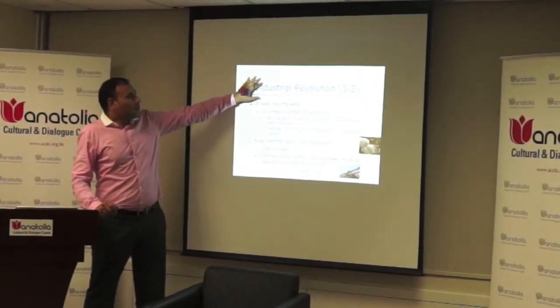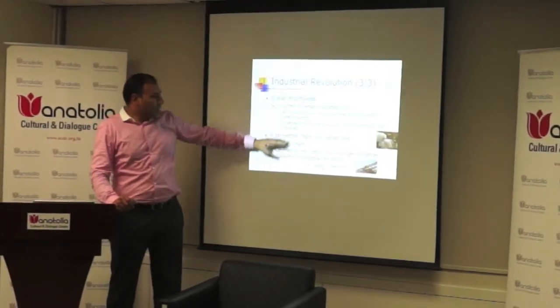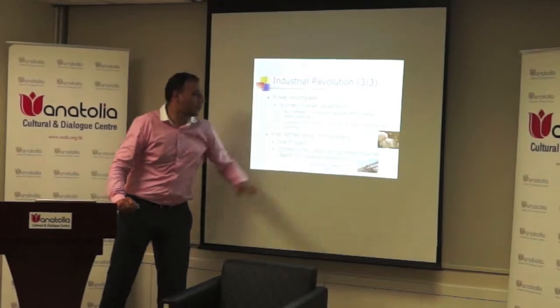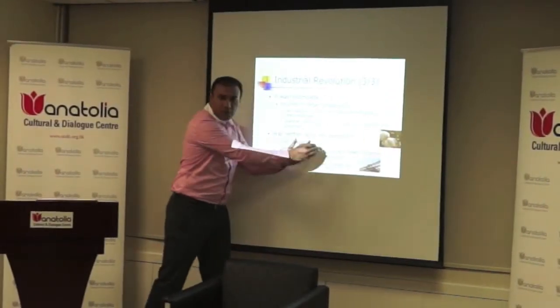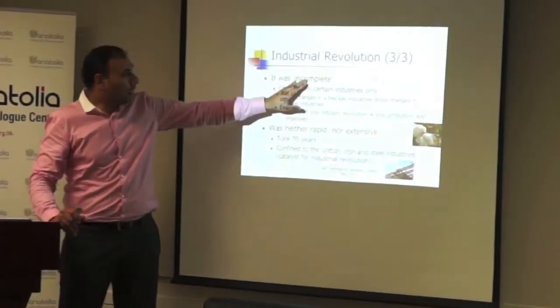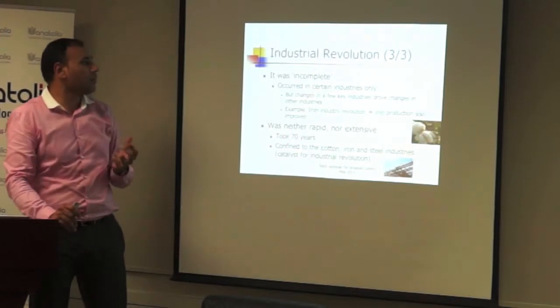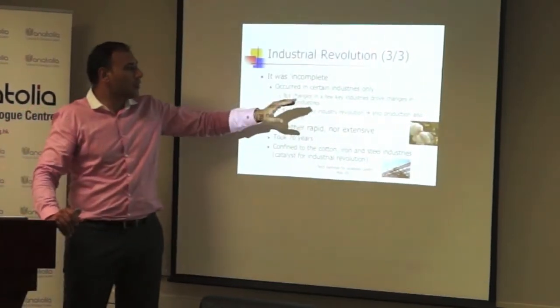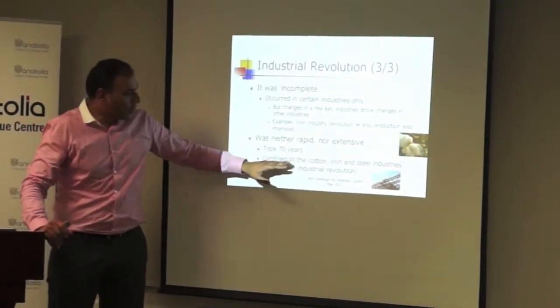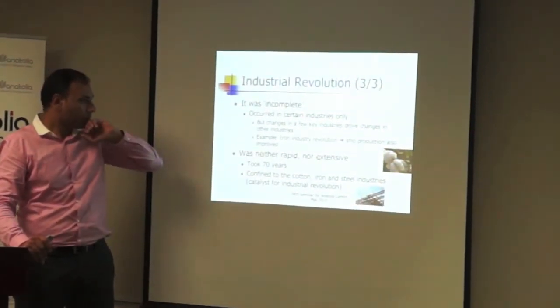When we talk about the Industrial Revolution, we have to remember that it was confined to the cotton, iron, and steel industries. In these three technologies of cotton, iron, and steel, there were big changes. But it was incomplete because it was only these three areas that experienced significant change. So it occurred in certain industries only. But these changes in the cotton, iron, and steel industries drove changes in other industries.